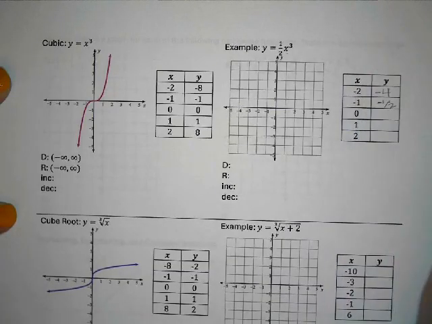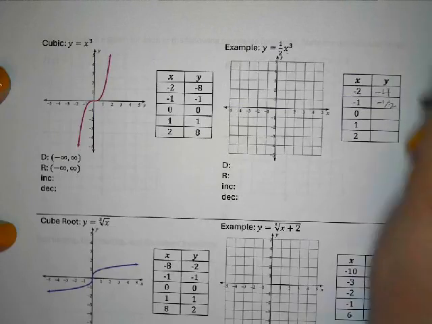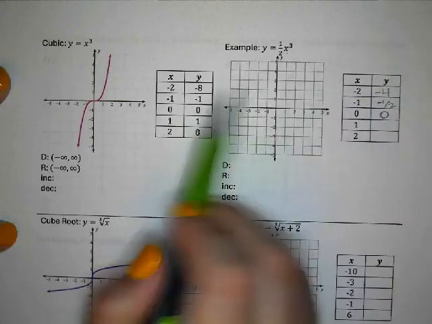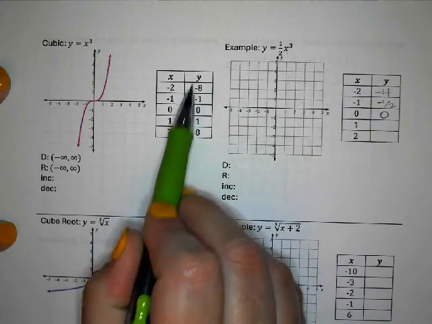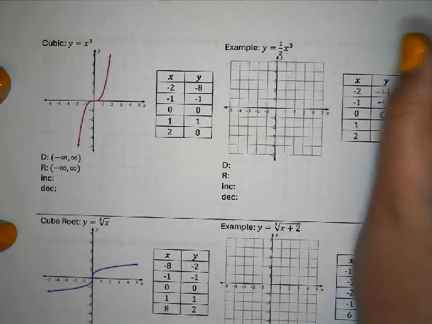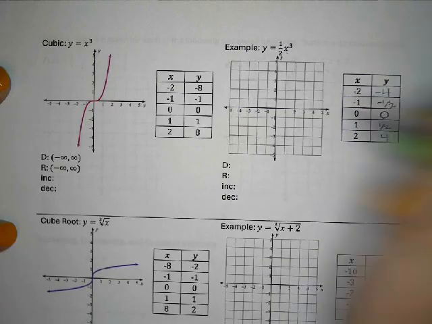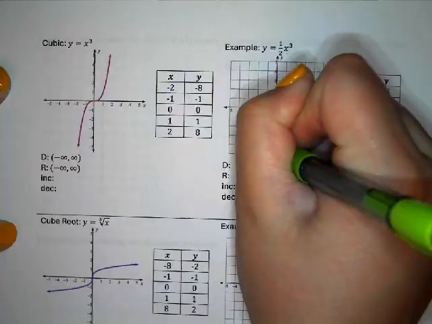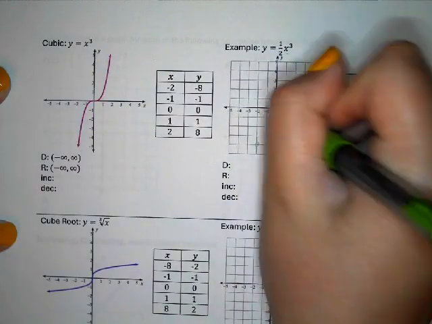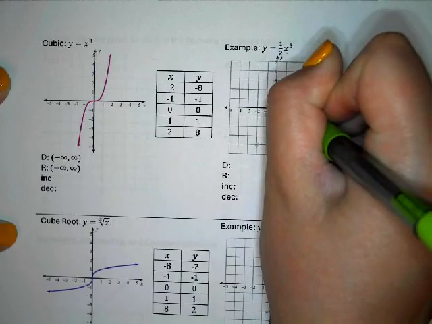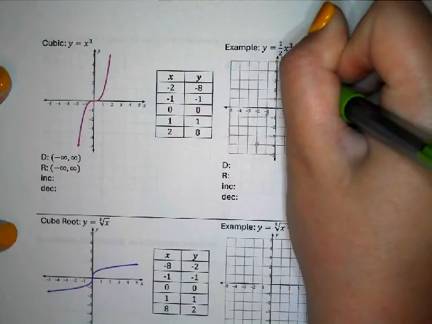0 cubed, 0 multiplied by 1/2. So you can see that what we're doing is taking all these y coordinates and we're cutting them in half. Okay, so -2, -4, -1, -1/2, 0, 0, 1, 1/2, and 2, 4.